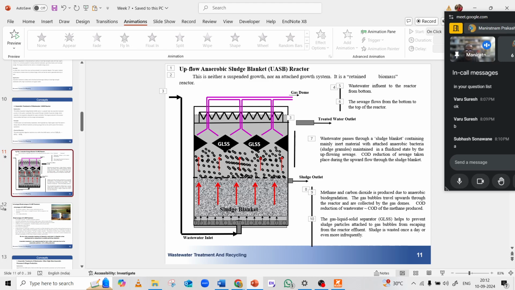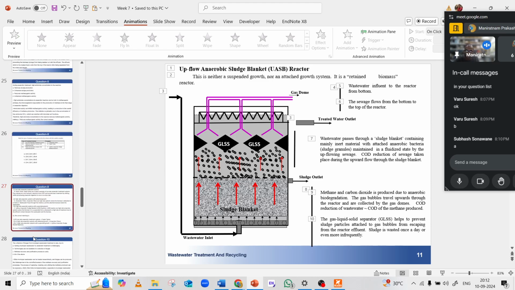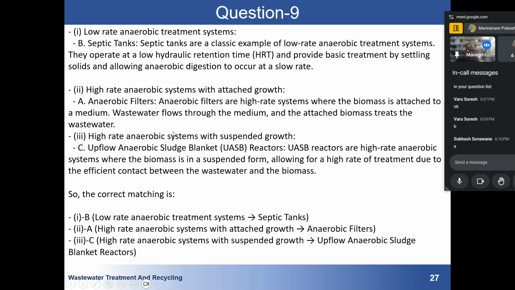So I hope this is clear to you. For this question we have used this term, but I have also clarified that we don't have any other option, that's why I am matching this. And we know that in UASB there is a high rate. We are dealing with 10 MLD, 20 MLD, maybe higher, and we have to treat that huge amount, so the rate should be very high. Rate means the rate of degradation. So high rate anaerobic system where biomass is in suspended form, along, it's not suspended, it's retained form.